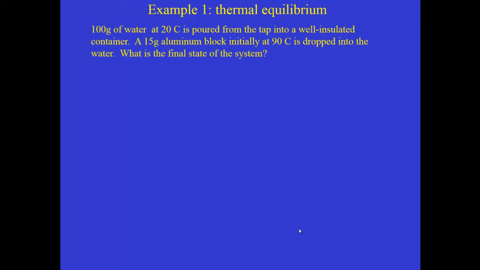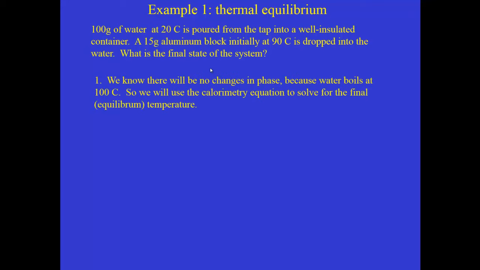So first, the simple case: 100 grams of water at 20 degrees C is poured from the tap into a well-insulated container. A 15-gram aluminum block, initially at 90 degrees C, is dropped into the water. What's the final state of the system? The final state of the system means how much of each component, the water or the aluminum block, is left, and what temperatures they are at.